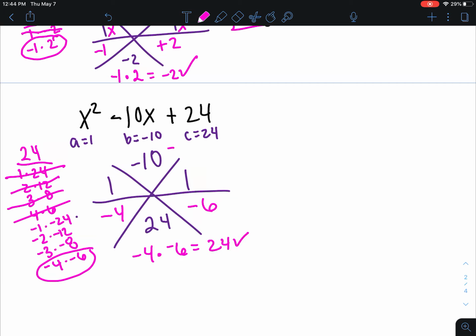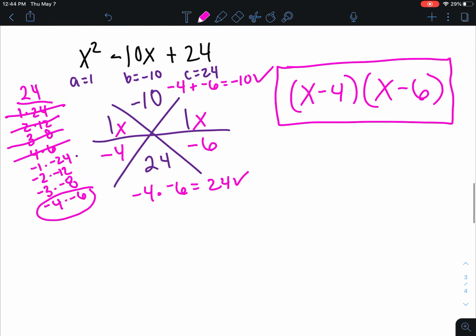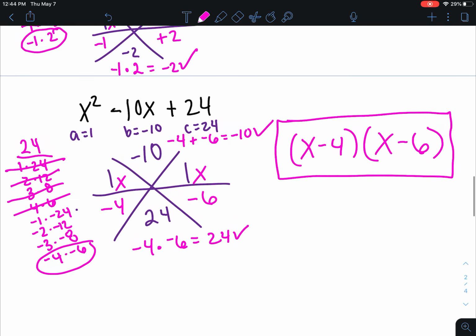Here's why this one works. Negative 4 times negative 6 is positive 24. And negative 4 plus negative 6, that equals negative 10. So my final answer is x minus 4. And the other answer is x minus 6. And that's what I would put in IXL.